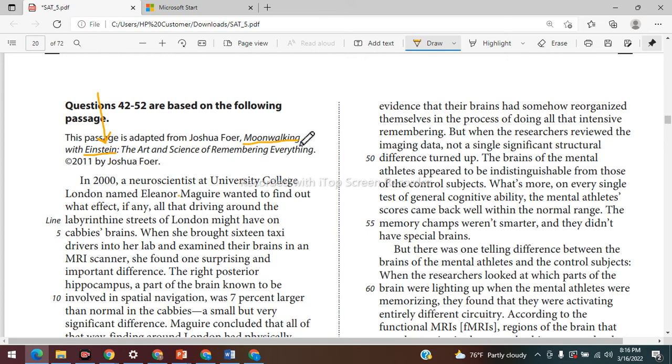Moonwalking. That idea comes from, it's made famous by who? Michael Jackson himself. Michael Jackson. Yes, sir. King of rock, they say. Both of these persons are deceased, by the way. The art and science of remembering everything.